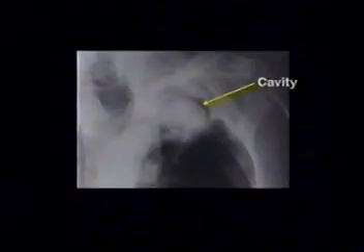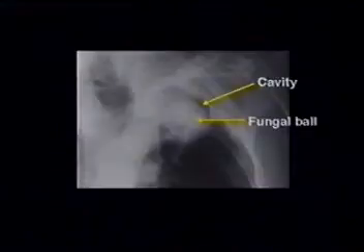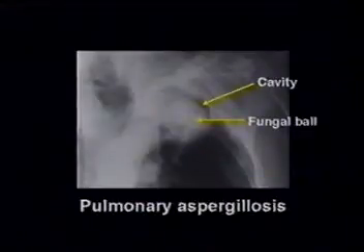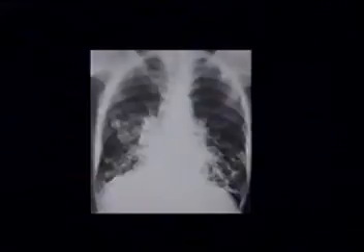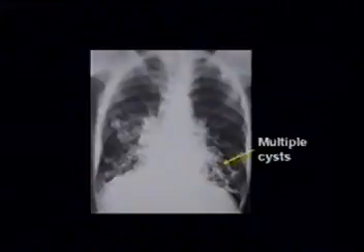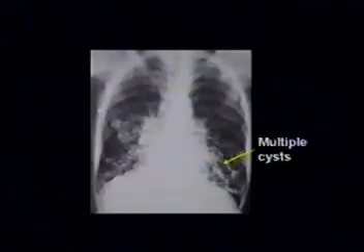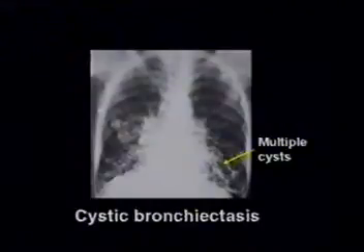Let's take a look at some of the chest x-rays. This patient came with hemoptysis, has a cavity in the left apex and a ball inside that cavity. This is a case of pulmonary aspergilloma. This patient with chronic cough and purulent sputum had multiple cystic lesions in both lung bases. Cystic bronchiectasis.